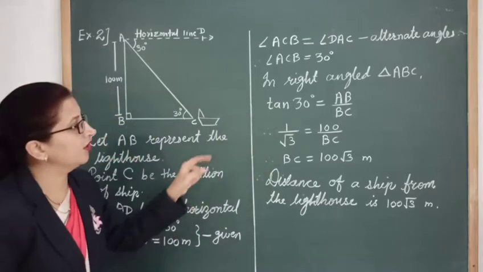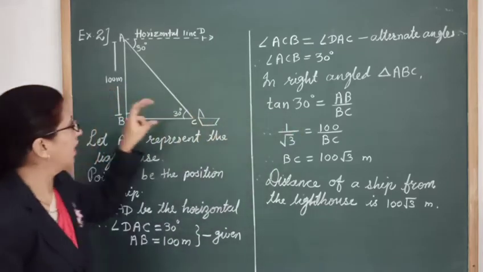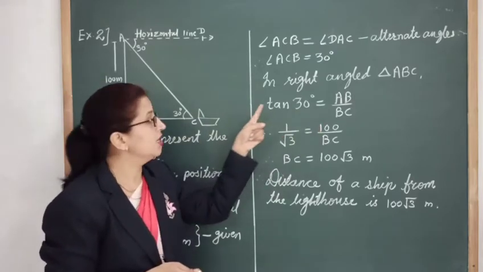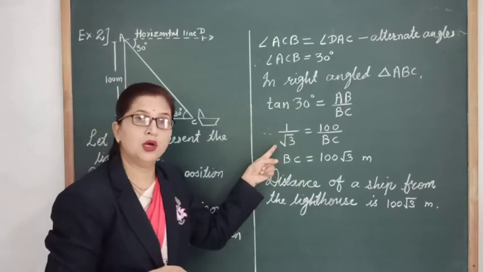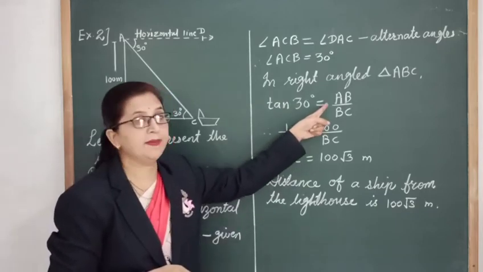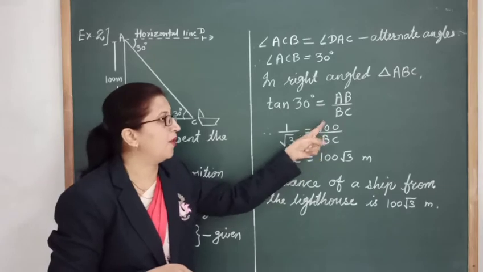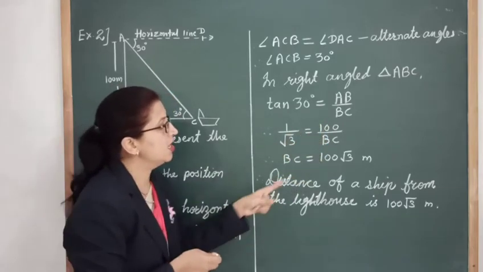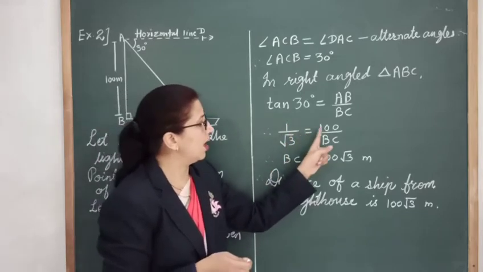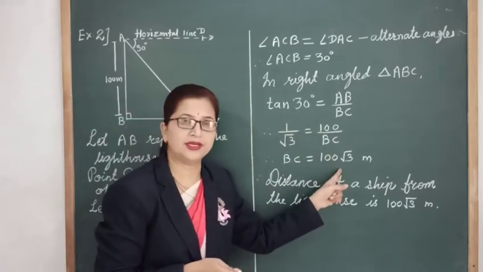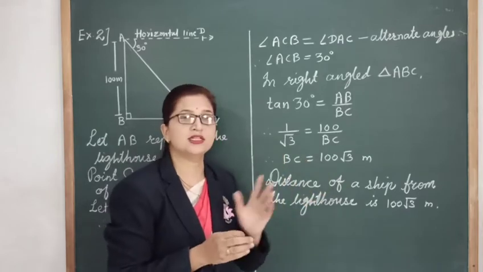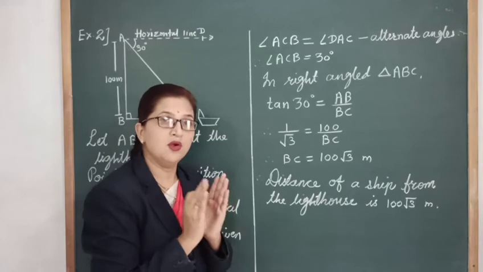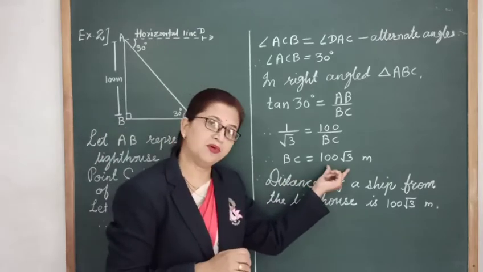Okay. So here we write tan 30 is equal to opposite side AB upon adjacent side BC. Okay. Value of tan 30 is 1 upon root 3, which is equal to AB, 100 meter, upon BC, that we have to find out. Okay. So let's take the cross multiplication. So here BC is equal to 100 into root 3. Okay. So dear students, here also the value of root 3 is not given in the question. That's why we can write our answer in the form of root 3 only.